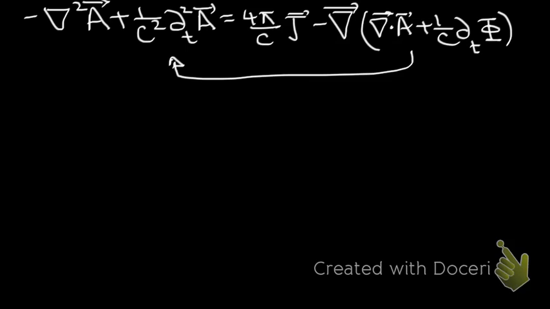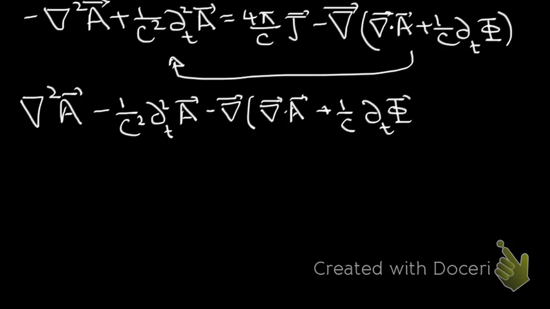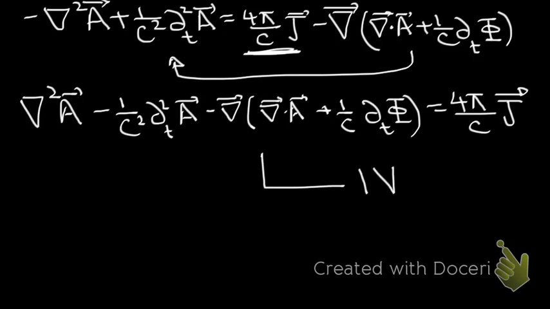Now let me just go ahead and bring this term over here, right? So when I do that, what I'm left with is my Laplacian squared A minus 1 over c squared partial time derivative squared A minus the del operator and the divergence of A plus 1 over c partial time derivative of phi. All of this is equal to this thing over here, right? So 4 pi over c times J vector. Right, and so I'm going to call this equation number 4.